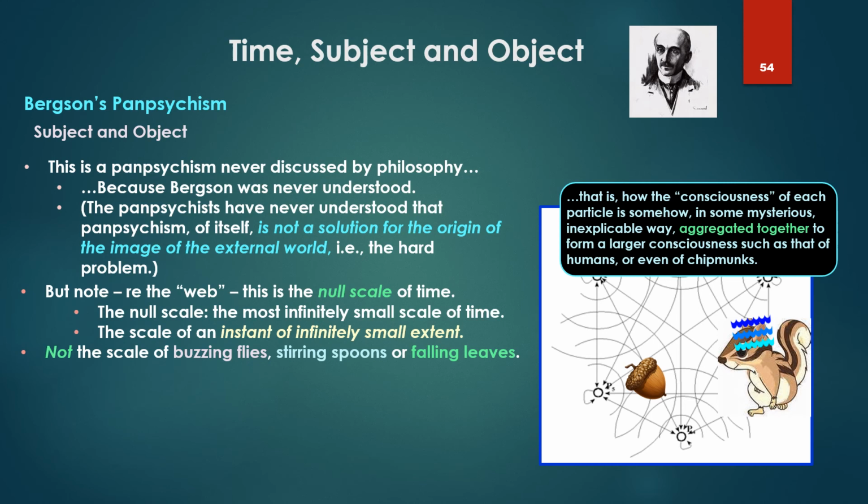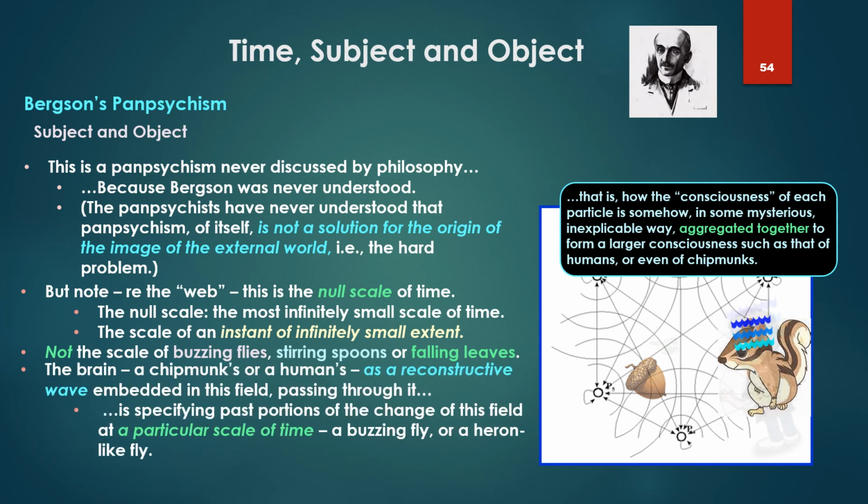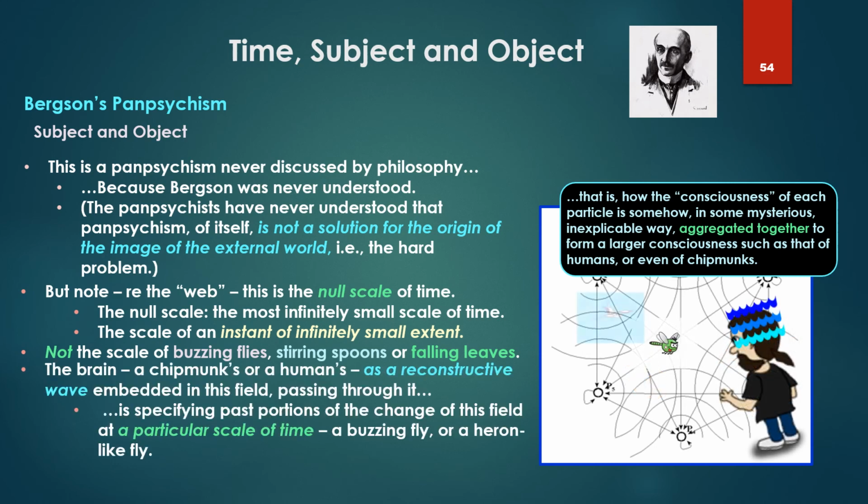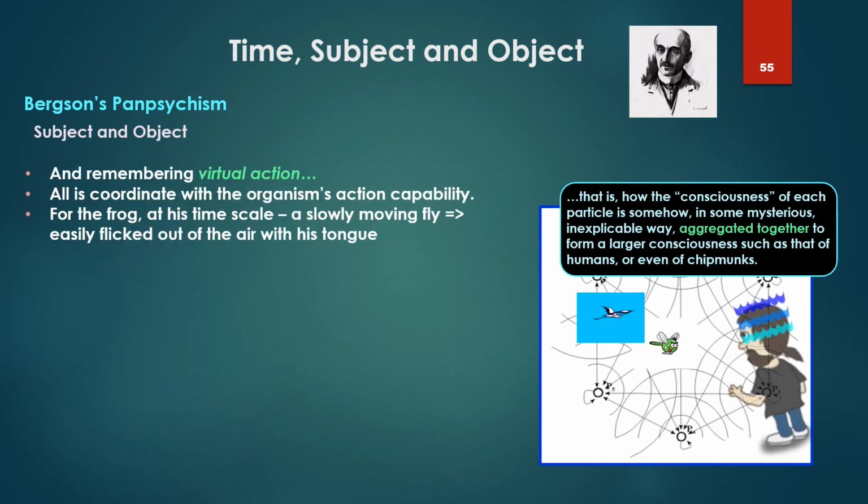That is the null scale being the most infinitely small scale of time imaginable. The scale of an instant of infinitely small extent, not the scale of buzzing flies, stirring spoons, or falling leaves, or rolling acorns. The brain, a chipmunk's or a human's, as a reconstructive wave embedded in this field, passing through it, is specifying past portions of the change of this field at a particular scale of time, a buzzing fly or a heron-like fly. And remembering virtual action, all is coordinate with the organism's action capability. For the frog, at his time scale, a slowly moving fly, easily flicked out of the air with its tongue.